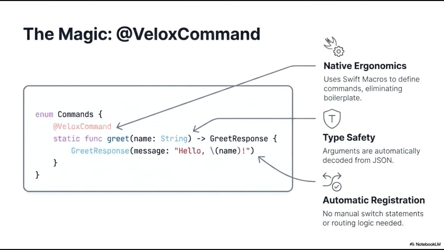The Velox command macro is central to the framework's efficiency, providing a streamlined way to define commands. By utilizing Swift macros, we achieve native ergonomics that eliminate repetitive boilerplate code. This approach ensures robust type safety, as arguments are automatically decoded from JSON into the appropriate Swift types. Additionally, it handles automatic registration, which removes the need for manual switch statements or complex routing logic. This allows us to focus on writing clean, functional code while the system manages the underlying infrastructure.